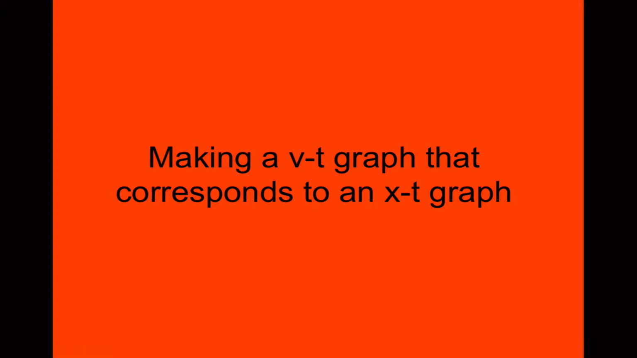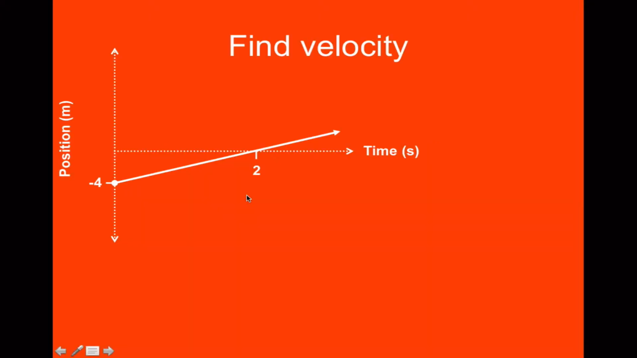We'll get into some quantitative interpretation of velocity time graphs, and specifically how to look at a position time graph and make a velocity time graph that corresponds to it. So let's take this. This is a position time graph, and you have some object.